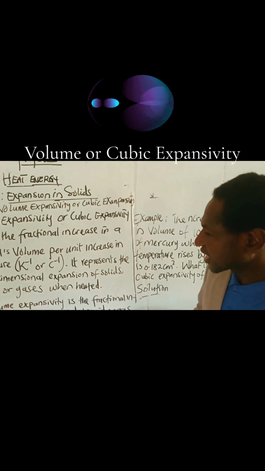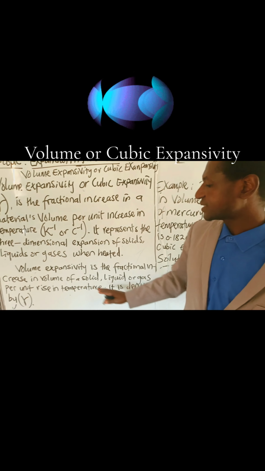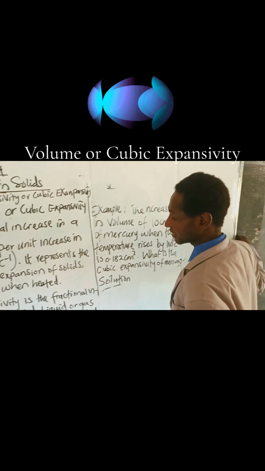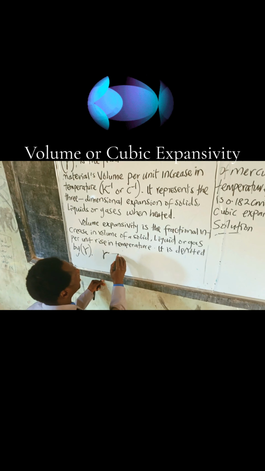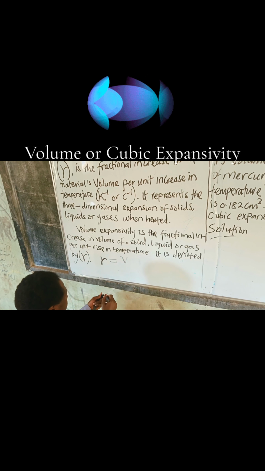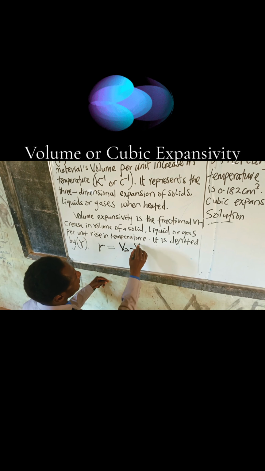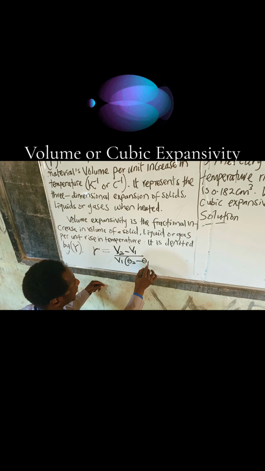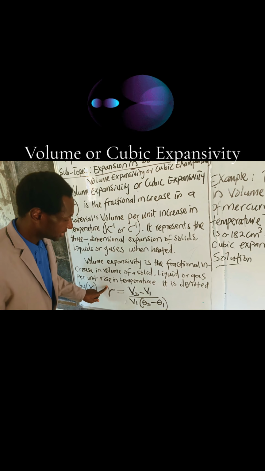Volume expansivity is a fractional increase in volume of a solid, liquid, or gas per unit rise in temperature. It is denoted by this letter. And this volume expansivity is the same thing as B2 minus B1 all over B1, then theta 2 minus theta 1. So that is the formula for calculating volume expansivity.